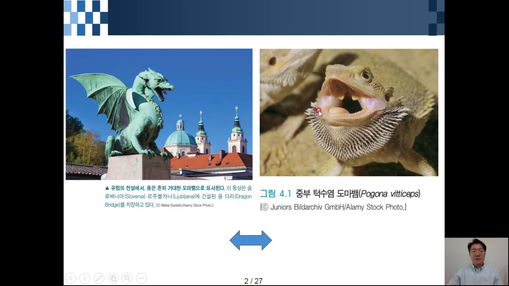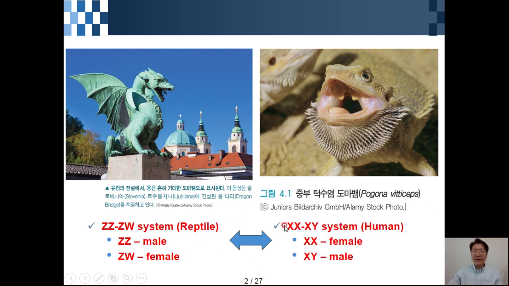So this is a reptile. In the reptile, the sex determination works like this. They have the ZW system. For example, ZZ is male and ZW is female. How about the human? Humans use the XX and XY system. So XX is female and XY is male. A little bit different, isn't it?